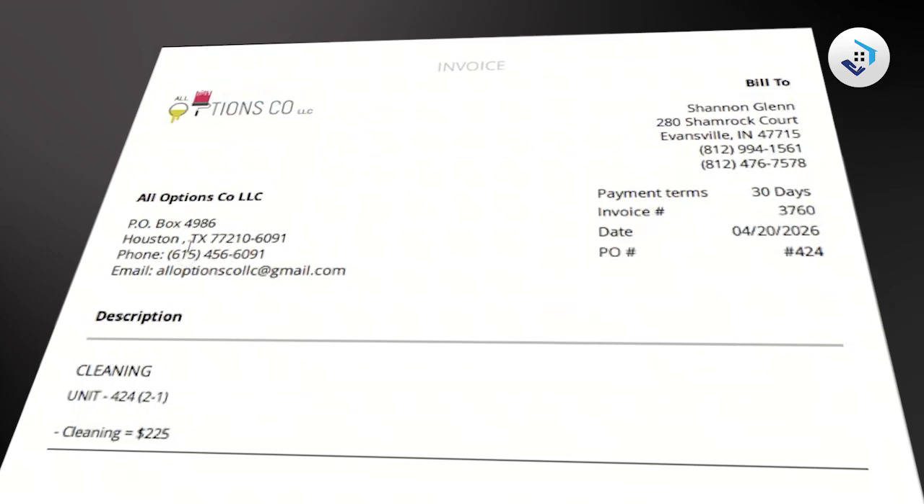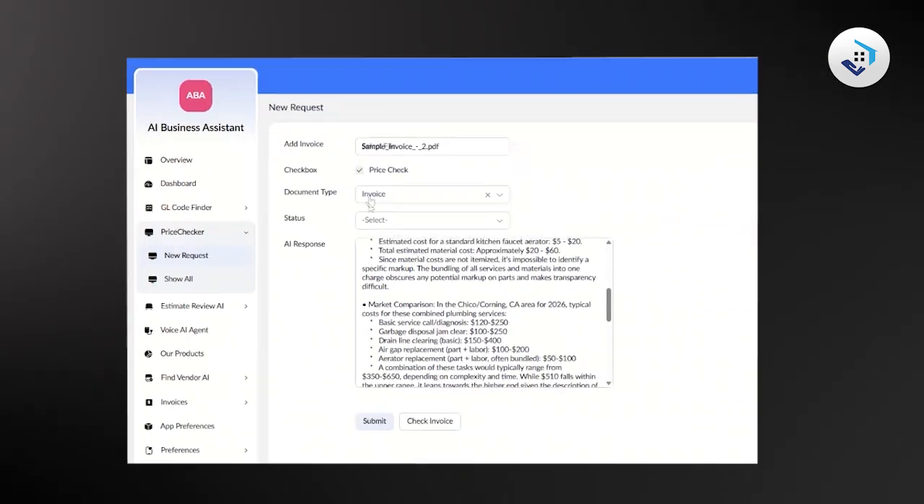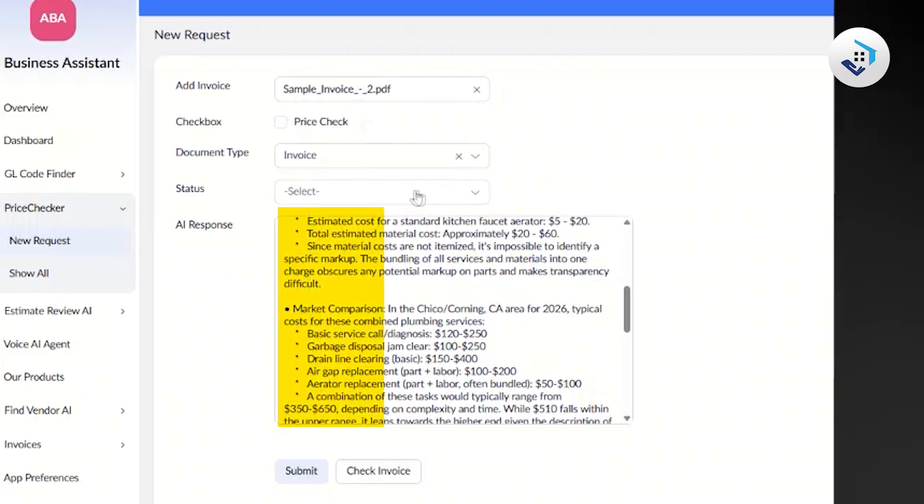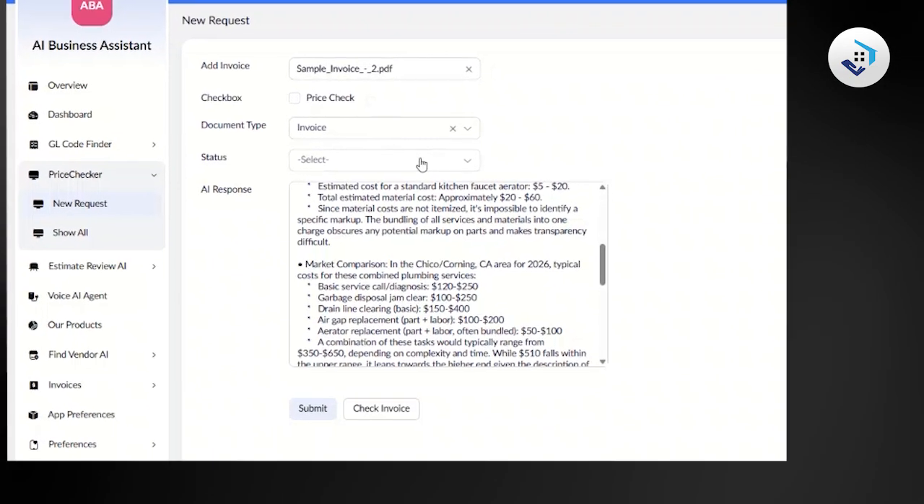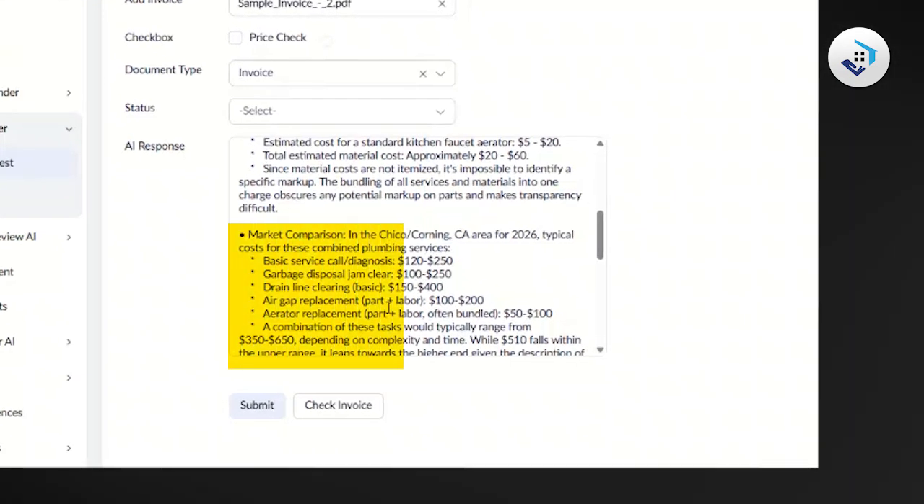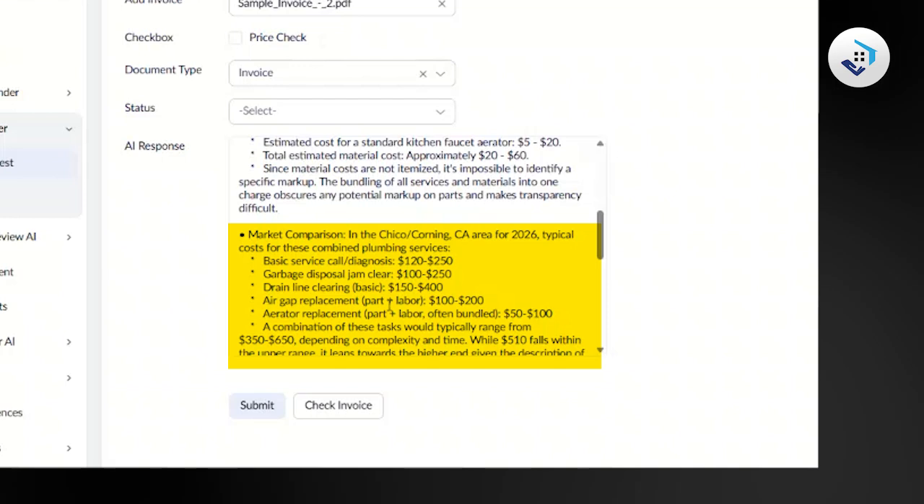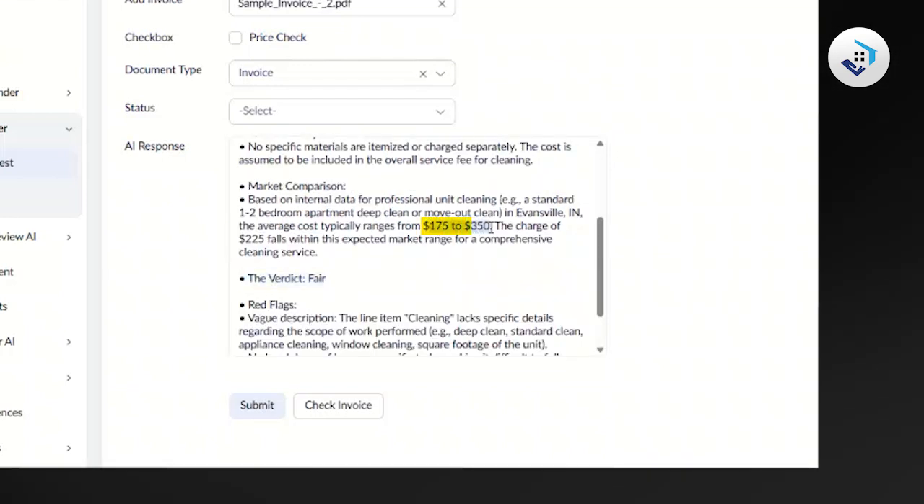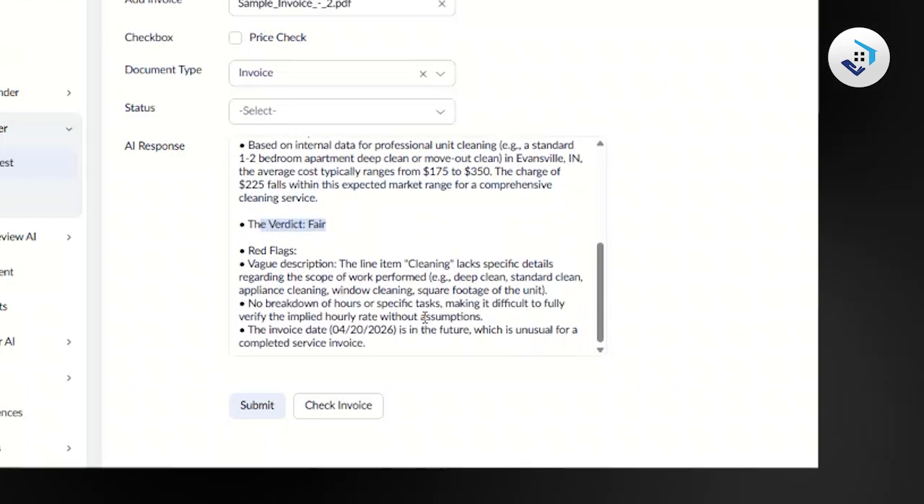Now, take the cleaning invoice. You upload it, and the system analyzes it. It identifies that this looks like a standard one-bedroom cleaning and compares it with typical rates, somewhere between $175 and $350. Since $225 falls within that range, the tool marks it as fair. At the same time, it still flags that the description is a bit vague.